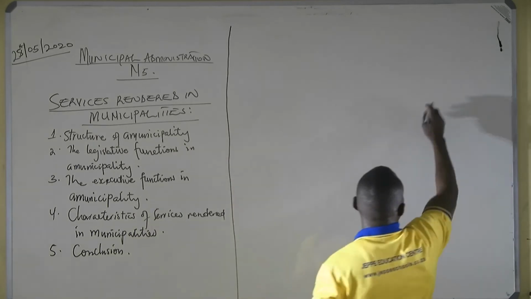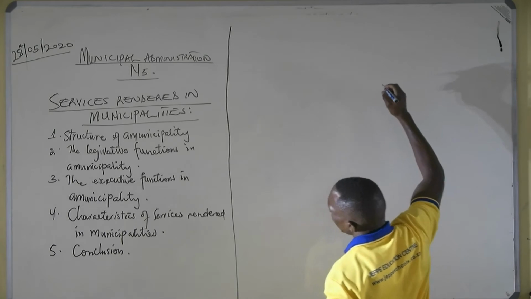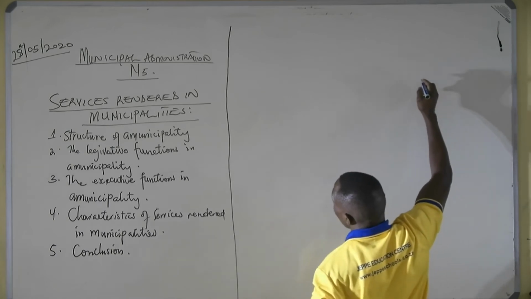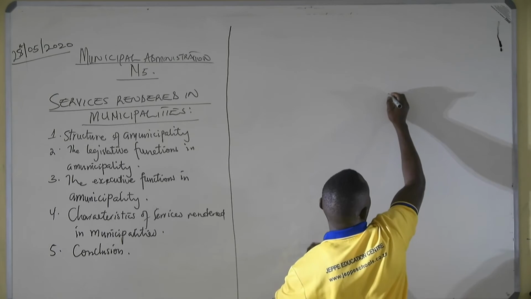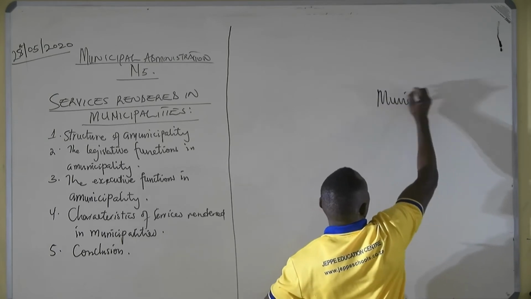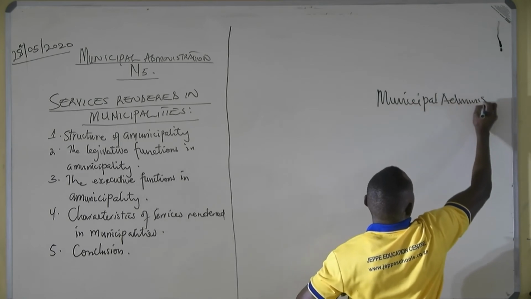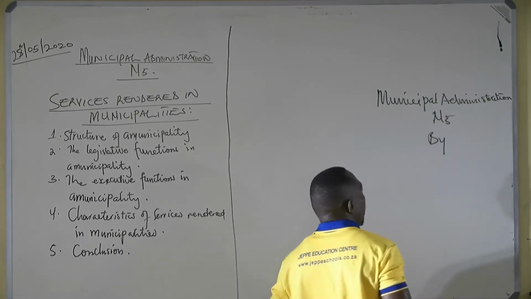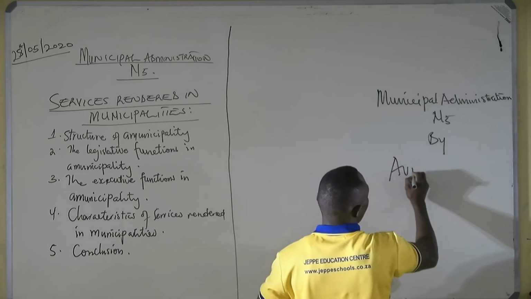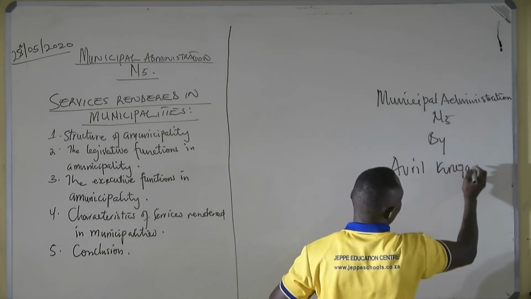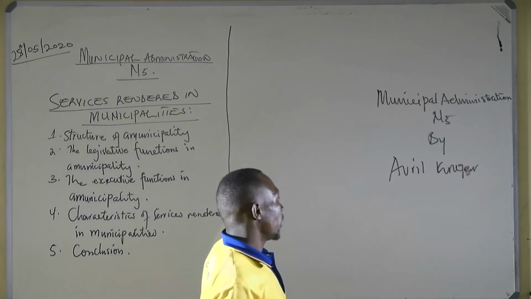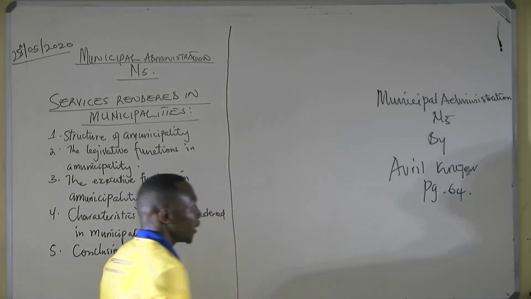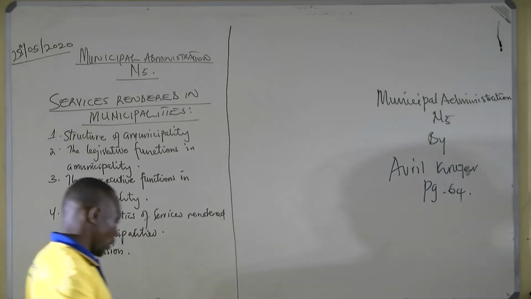However, before going further, let me give you a point of reference where you can get all this information that I'm going to pass through and also deliver to you. You go to a textbook entitled Municipal Administration N5, written by a man called Avril Kuga, specifically on page 64. You'll find all this information that we are going to look at today.